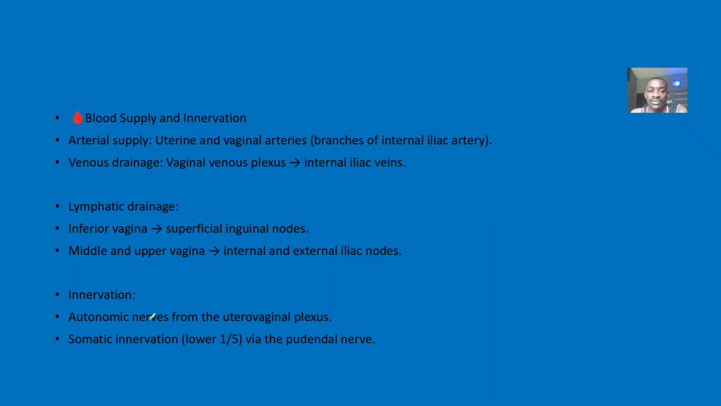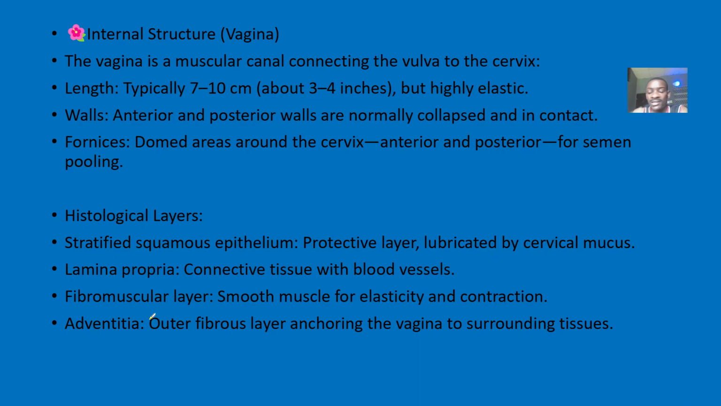Alright, so talking about the internal structures now. From the outside you move to the inside. The length is usually about 7 to 10 centimeters, but it's highly elastic. For walls, we have the anterior and the posterior walls. The fornices are domed areas around the cervix, with an anterior and a posterior one, for semen pooling.